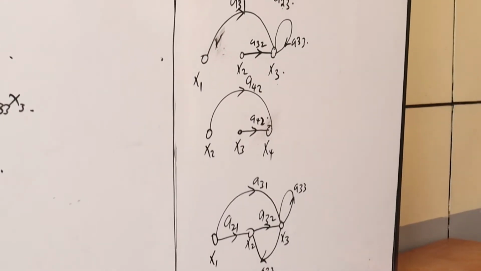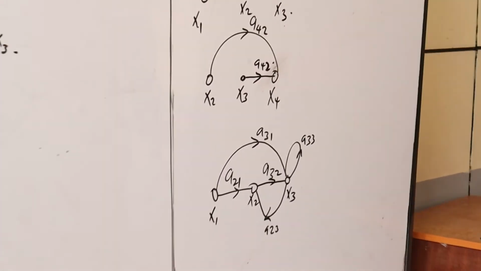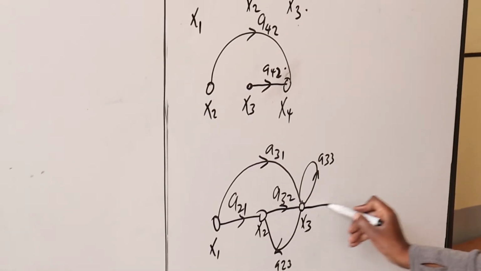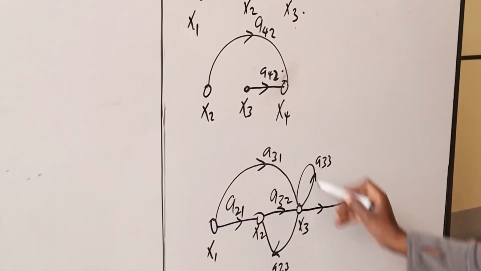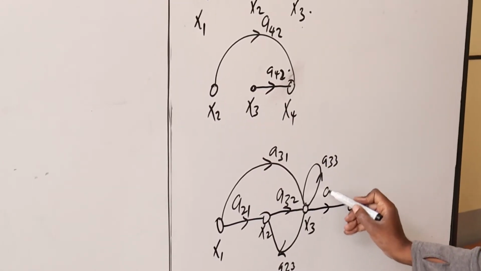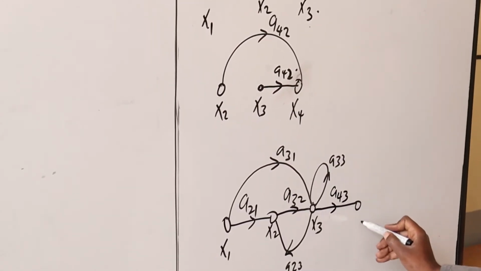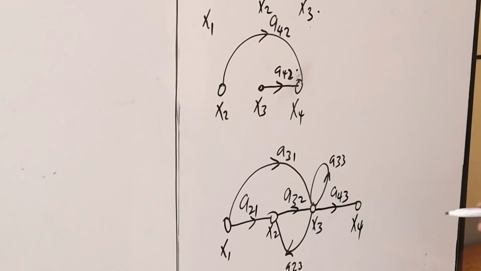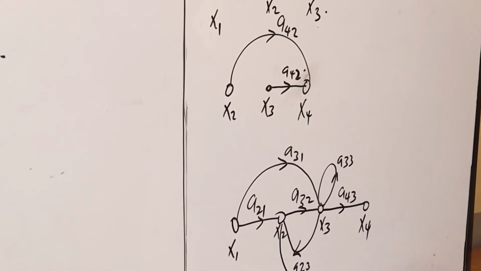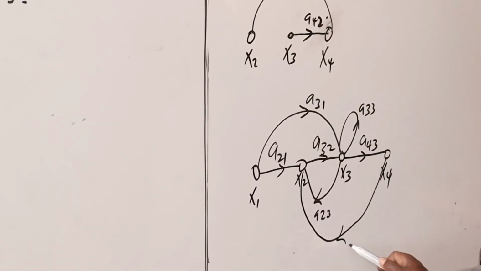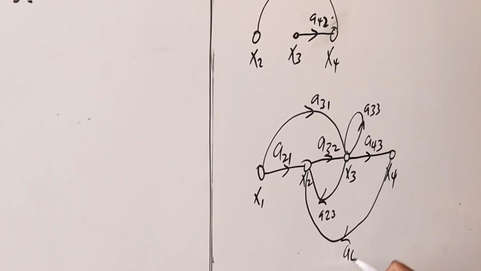So you can come to the next one, where we have X4. So we have X4, where we have A43. So that one, A43, there we have X4. Then again, we have a branch coming from X2 up to X4. So X2 to X4, there we have A42.